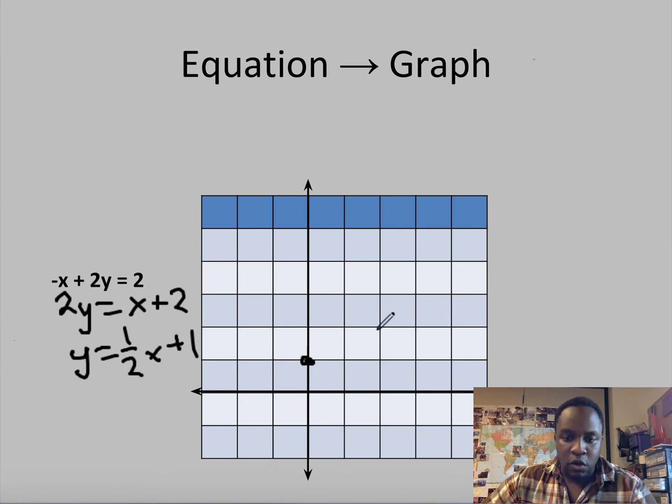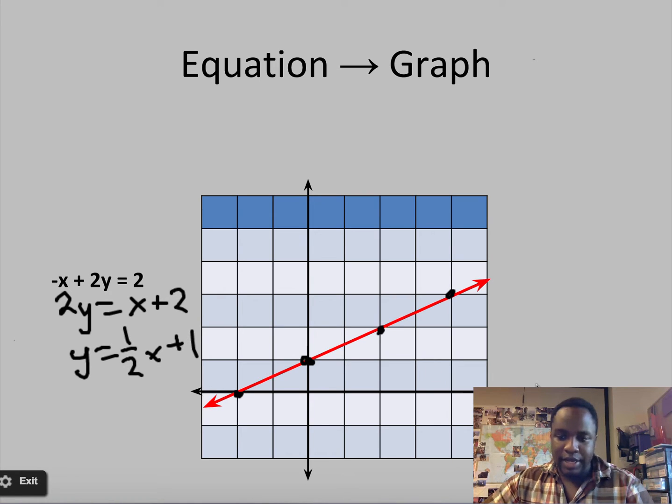So up 1 over 2, or down 1 to the left 2. And voila, we've got our line.